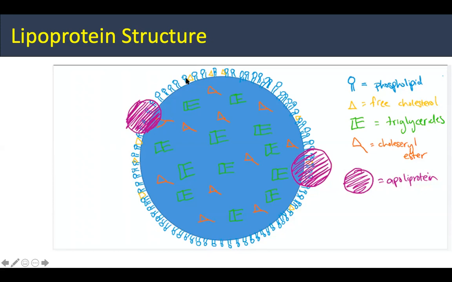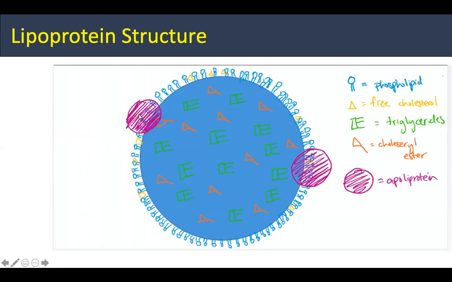I also have my phospholipids. And I really want you to notice this purple circle that I've drawn over here, because this thing is called an apolipoprotein. It's essentially a protein that's stuck on the outside of my lipoprotein. So my apolipoprotein is a protein stuck on the outside of this entire structure, which is called a lipoprotein.